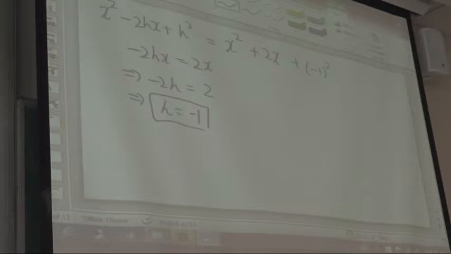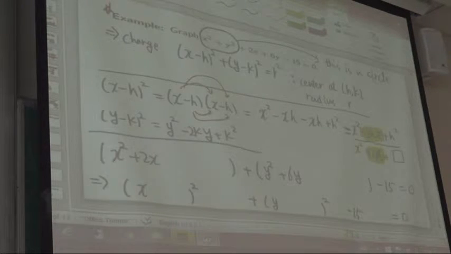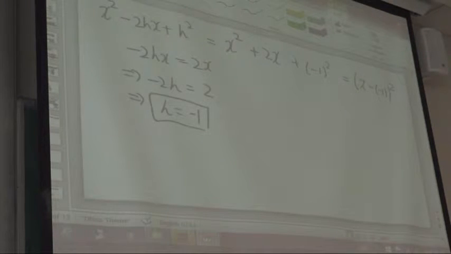If we can make x squared plus 2x into this kind of format, based on the previous theorem or formula, we can change this into x minus h squared. So this is x minus negative 1 squared, which is x plus 1 squared.